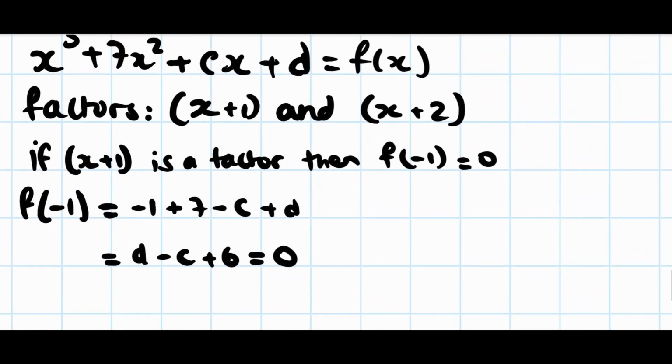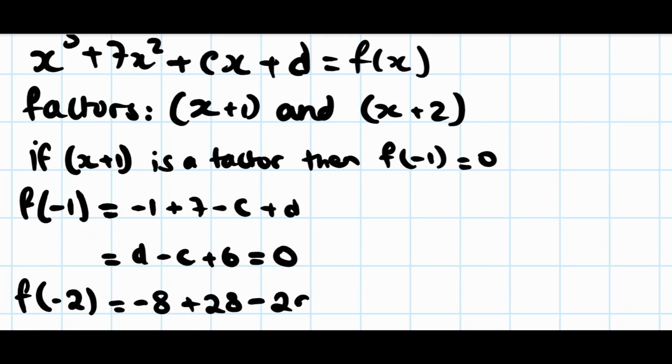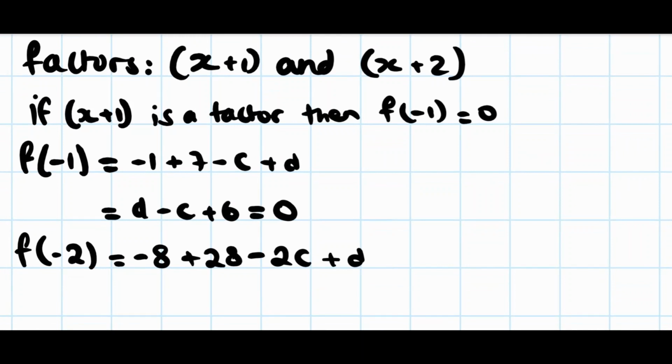And again, like I said, this will apply to x plus 2 as well. So we're going to try f of minus 2, which is equal to minus 2 cubed, which is minus 8. And then that'll be 2 squared, which is 4 times the 7, so that's plus 28, minus 2c plus d. And again, this will equal 0, so we can rearrange and rewrite it as d minus 2c plus 20, which is equal to 0.